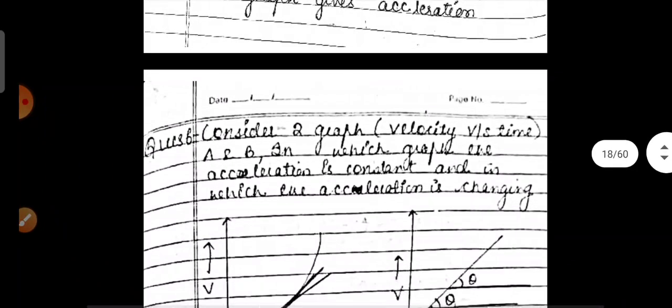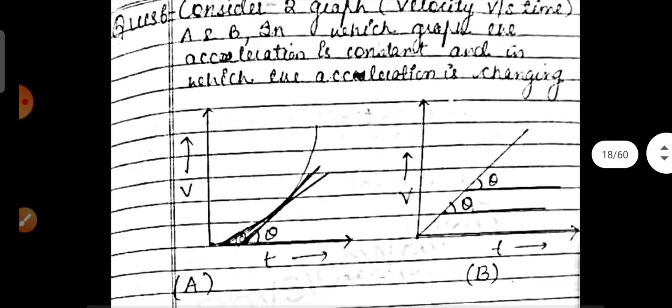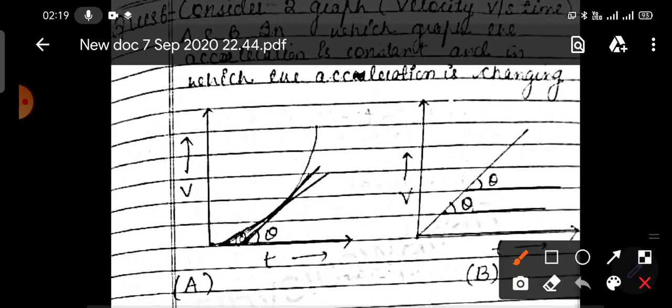From the velocity versus time graph, you can find out the acceleration. Suppose this is your velocity versus time graph. How do we find the acceleration from this graph? You just have to take any point, and at that point you have to draw a tangent.